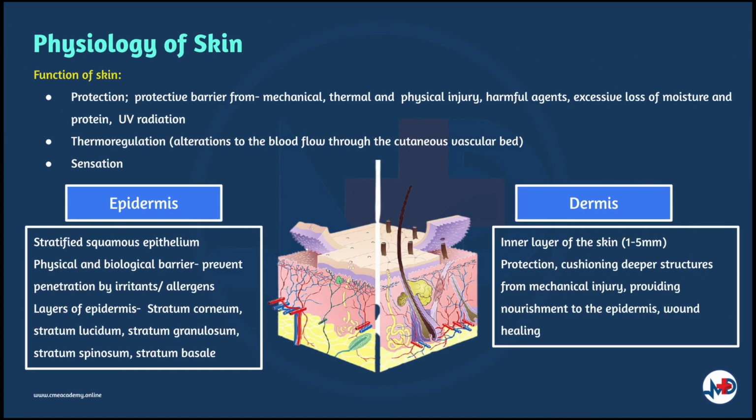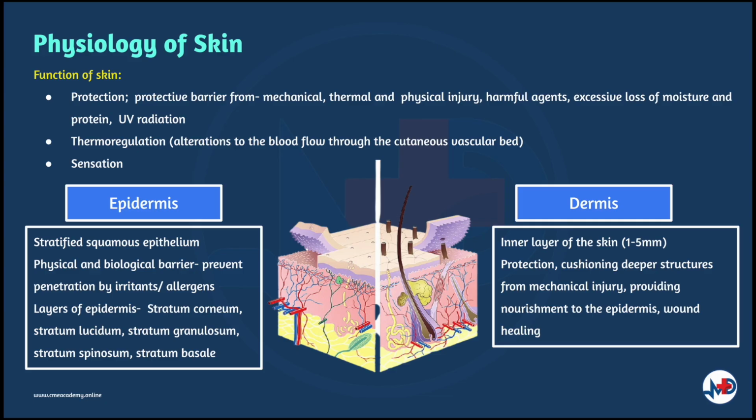Let's discuss normal physiology, beginning with understanding the layers of the skin. Starting with the epidermis, its epithelium is of keratinized stratified squamous type. The epidermis acts as a physical and biological barrier, preventing the penetration of allergens or irritants. The epidermis is further divided into 5 layers, from outside to inside, namely stratum corneum, the absorptive layer, stratum lucidum, only found in thick skin, stratum granulosum, the granular layer, stratum spinosum, the prickle cell layer, and stratum basale, the germinative layer.